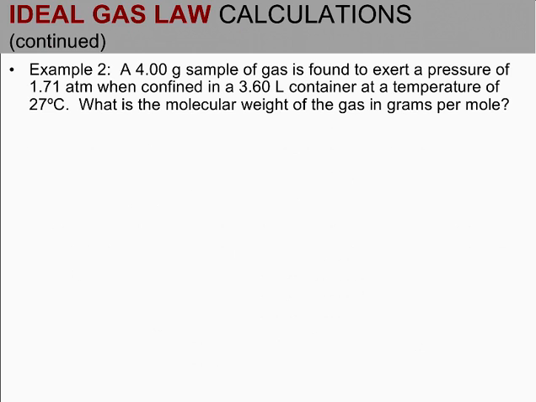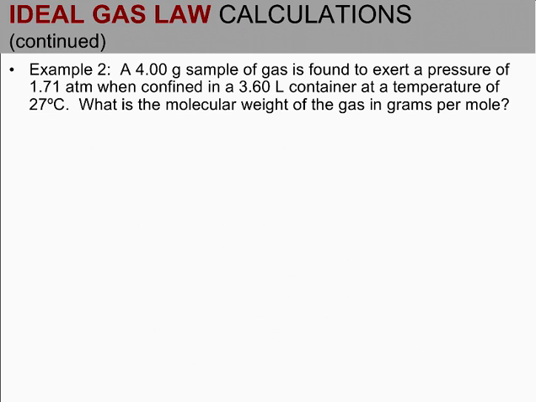And let's do one more ideal gas law calculation example. So in this example, a 4-gram sample of gas is found to exert a pressure of 1.71 atmospheres when confined in a 3.6 liter container at a temperature of 27 degrees Celsius. What is the molecular weight of the gas in grams per mole?